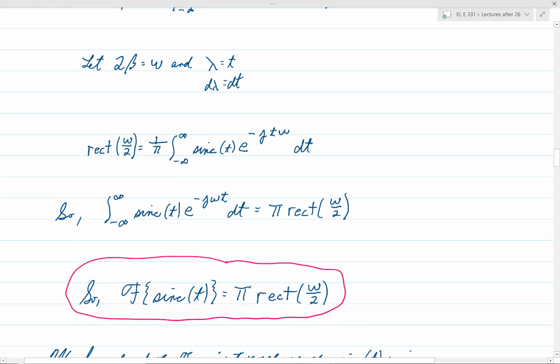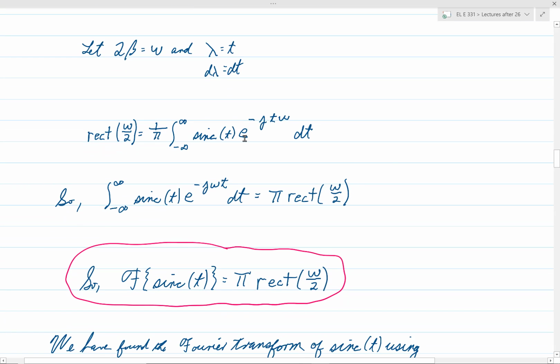And so now that we have that, we're just going to write this equation in reverse order and take pi over to the other side. So we have integral minus infinity to infinity of sinc of t e to the minus j omega t dt is pi times the rect function of omega over 2.